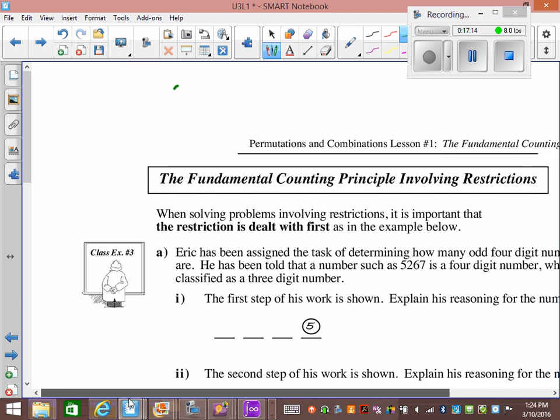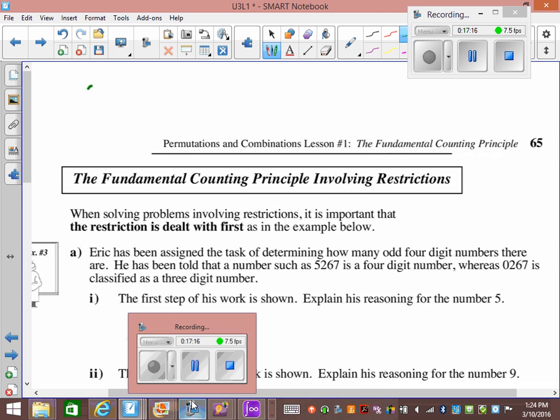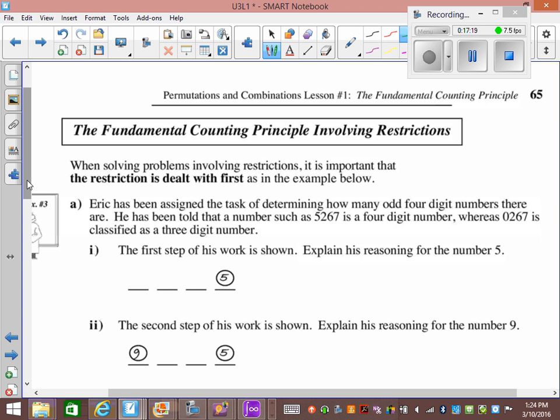So now we're going to do a little bit of restrictions with the fundamental counting principle, and then we're going to do restrictions with permutations and combinations later. So what does a restriction mean? A restriction just means that at some point I'm restricting you to something. Like in the last question, I could have restricted you so the first multiple choice answer can only be A, and then the second one can't be. So let's look here. When solving problems involving restrictions, it's important to do the restriction first. The restriction is dealt with first. Very important. You deal with the restrictions, and then you do the rest.